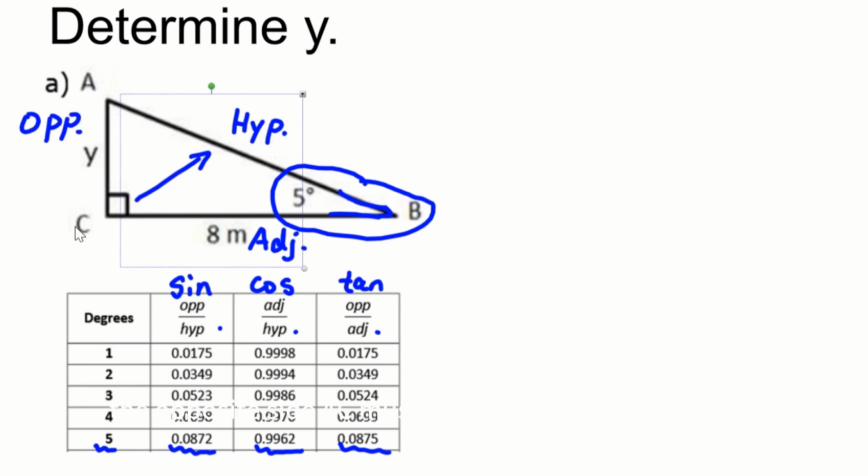The opposite side, AC, must not have the letter B. The letter B is not in the opposite side. AC doesn't have letter B.